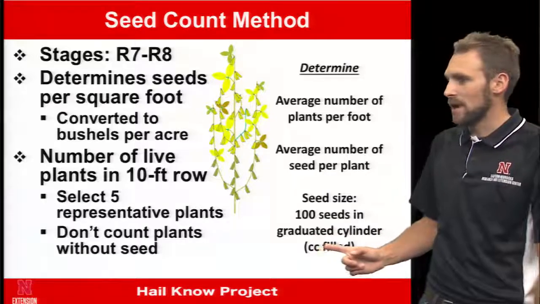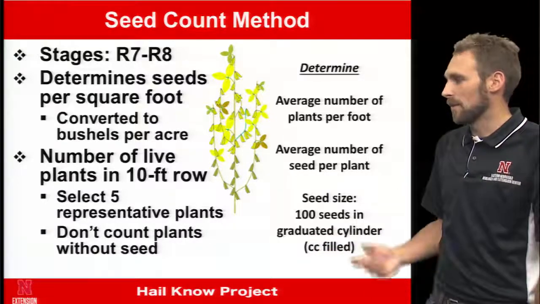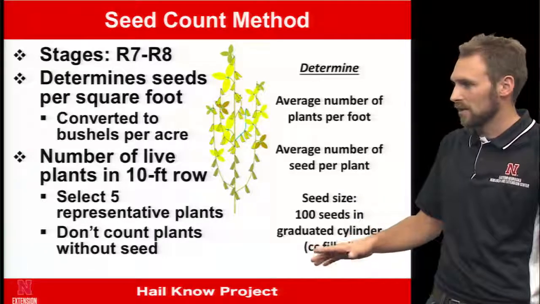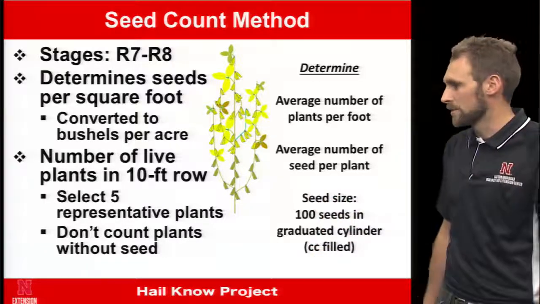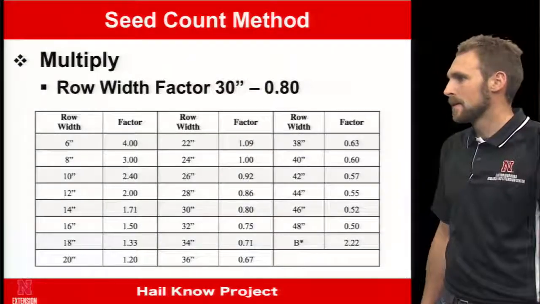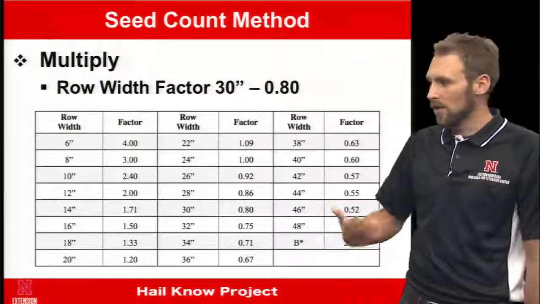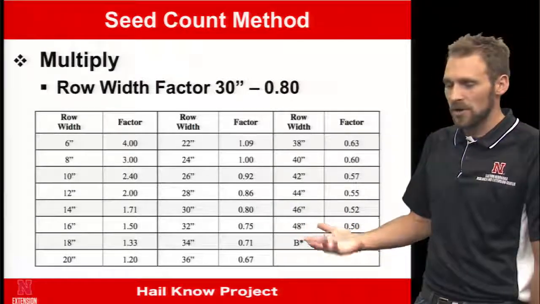So in this case, you need a graduated cylinder with the cc's filled, which is what you're going to be estimating for that number. Don't worry, it looks a little complicated. There's a chart that shows you how to convert those numbers. So row factor, this is one of the things you'll be multiplying into this. We're going to show an example here in a second.